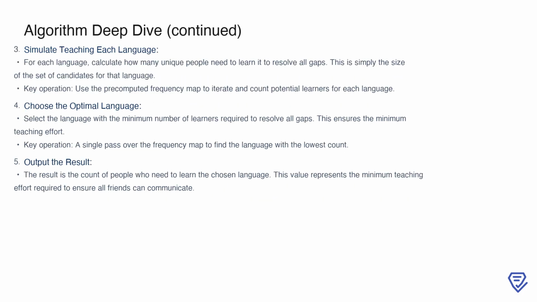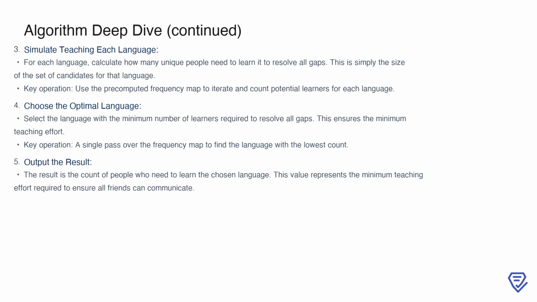Now, we simulate the impact of teaching each language. For each language in our frequency map, we calculate how many unique people would need to learn it to resolve all the communication gaps. This is done by simply taking the size of the candidate set for that language. Once we have this data, the next step is to choose the most optimal language to teach. The optimal language is the one that requires the fewest learners to bridge all gaps.